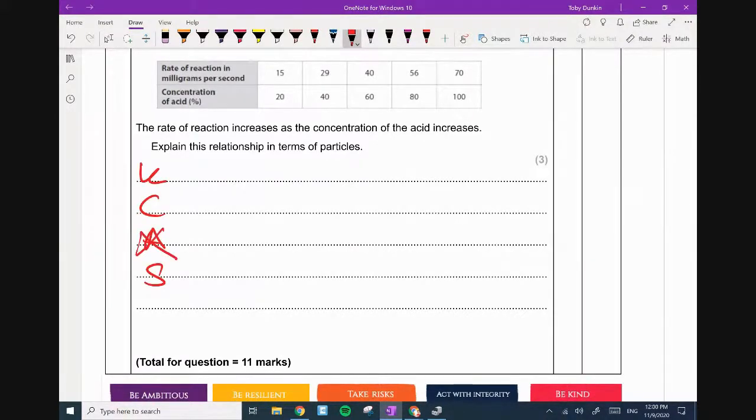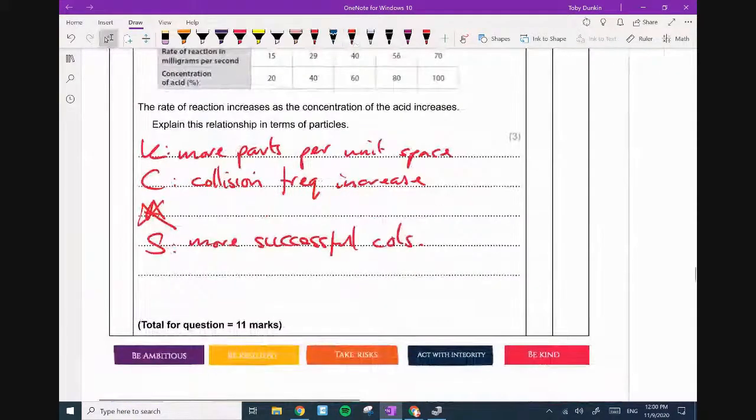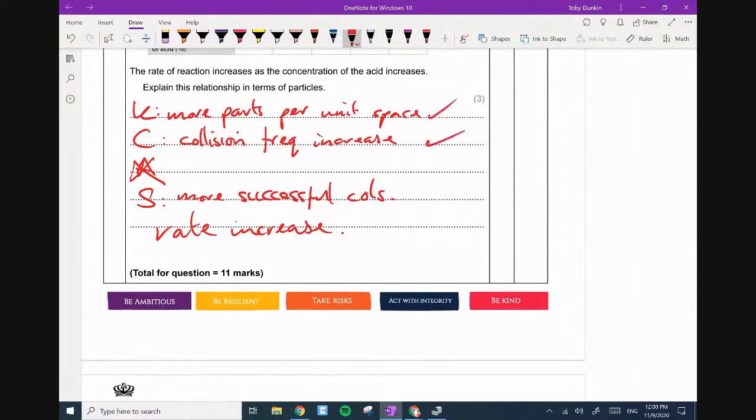But A doesn't apply, we know that. So more particles per unit space. Therefore, collision frequency increases. Collision frequency increases, therefore more successful collisions. Successful collisions. We're done. Rate increase. It's always nice to put rate increase. There we go. 3 marks. 1, 2, 3 this time.